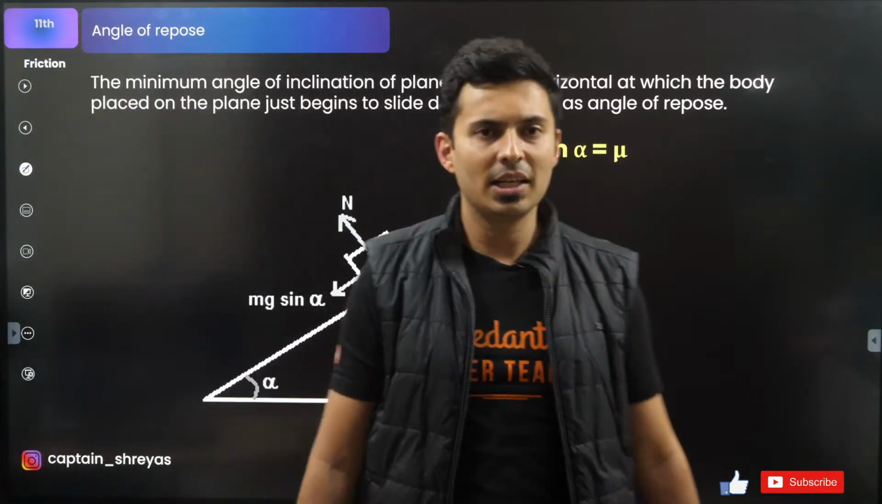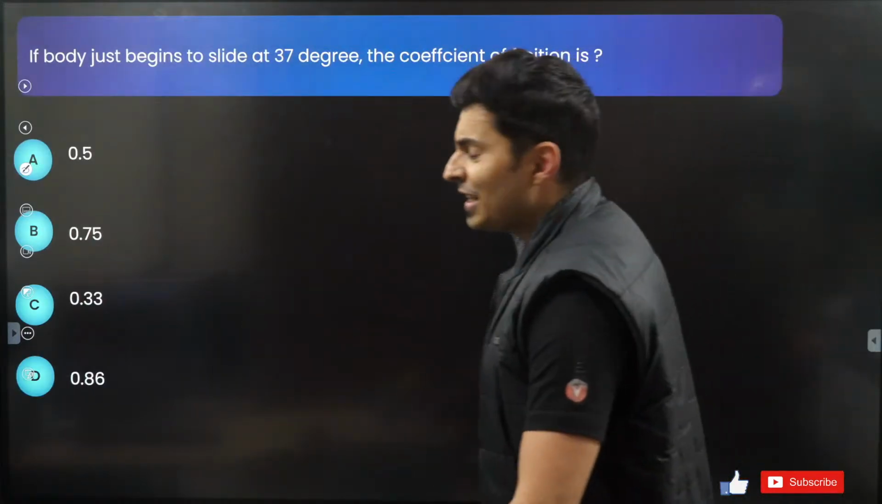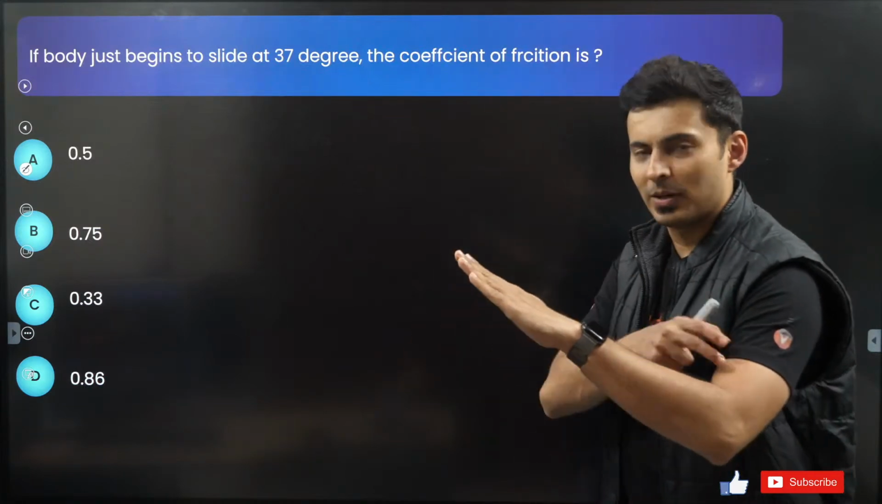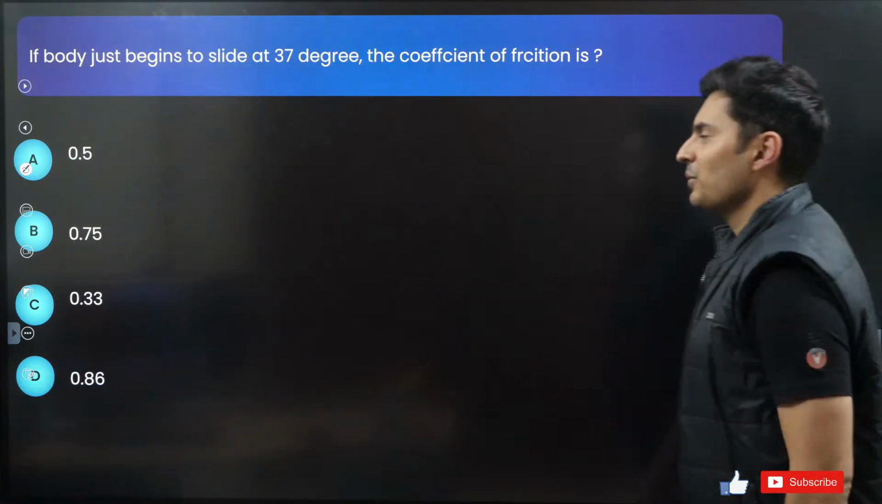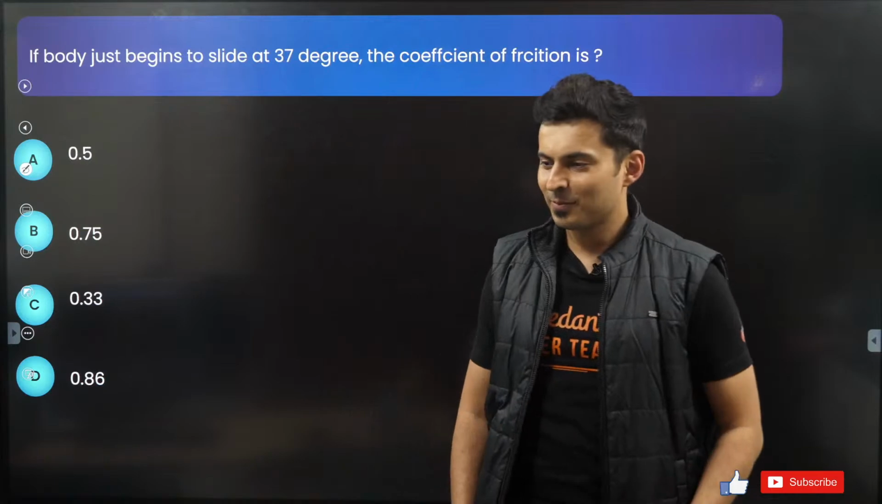Okay, I put the printed material also. Tan alpha is mu. If a body begins to slide at 37 degrees, slowly increase, 37 degrees, it starts sliding. After that, the coefficient of friction for that surface with the body is 0.5, 0.75, 0.33, 0.86.